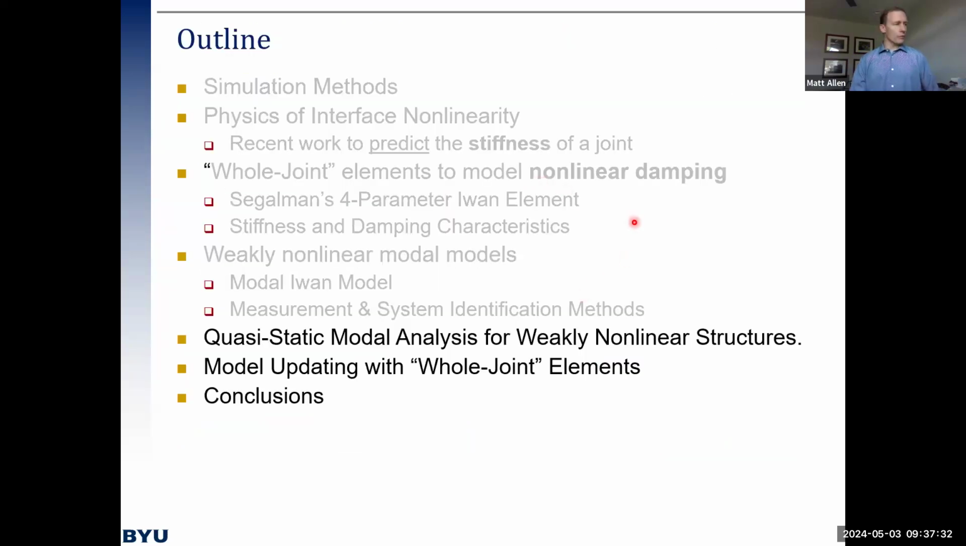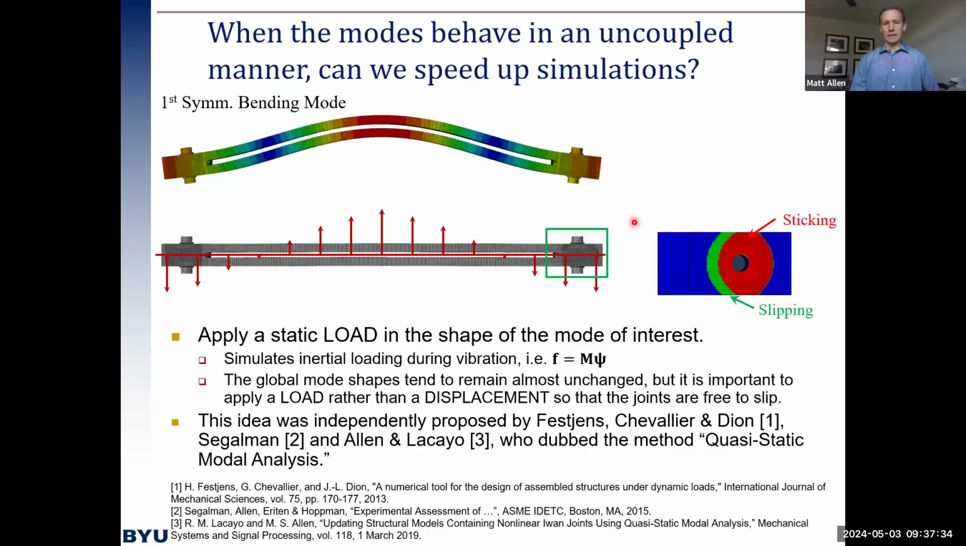All right, I'll finish up with one last topic here, and that's quasi-static analysis. So it seems like when we have only one mode responding at a time, it should be possible to speed up our computations, to exploit that, to not have to do these decade-long dynamic simulations for a bolted structure. And it turns out that is possible.